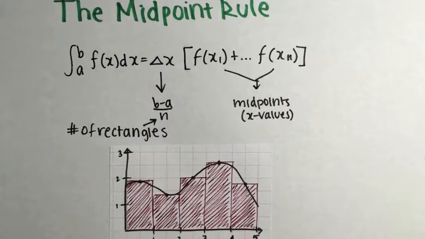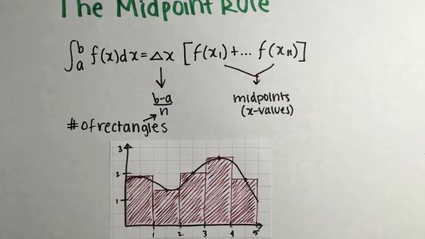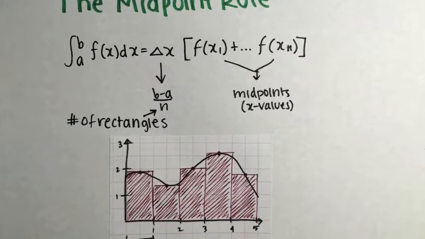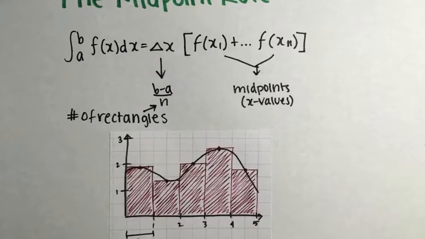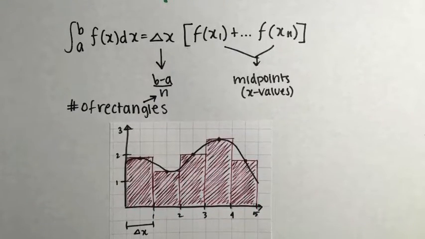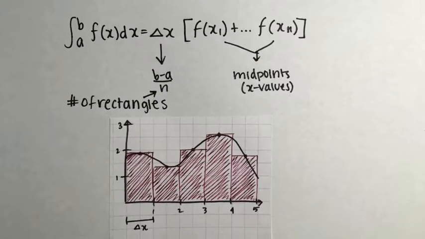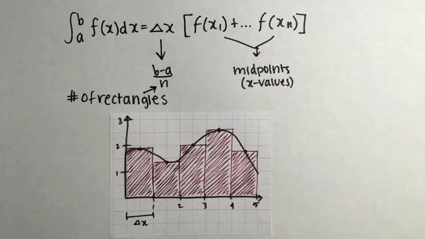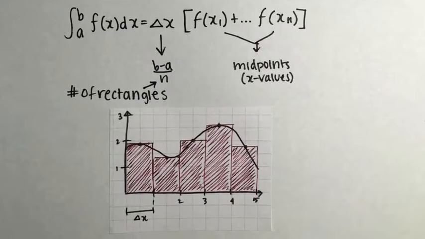To write it, the integral from a to b of f of x dx equals delta x times the quantity f of x sub 1, plus all the midpoint y values of the rectangles, plus f of x sub n. n is the number of rectangles in this graph. In this case, it's 5.